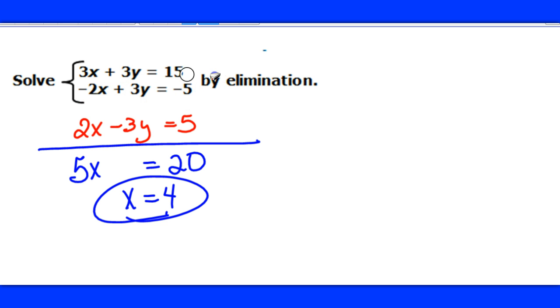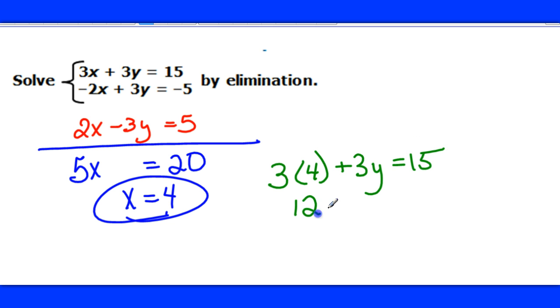Now I'm going to go back up here to my original equations, and I'm going to pick either one of them. It doesn't make a bit of difference, and I'm going to put a 4 in place of the x. So I'm going to use the top one. I'm going to go 3 times 4 plus 3y is equal to 15. That gives me 12 plus 3y is equal to 15. Subtract 12 from both sides. 3y is equal to 3.